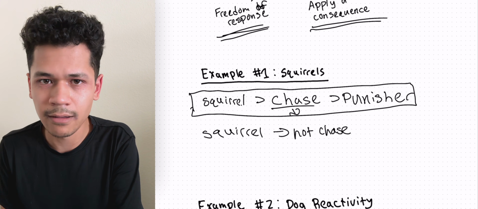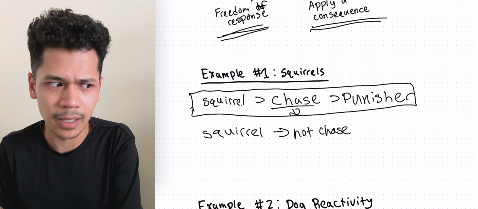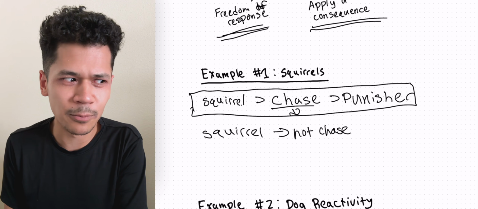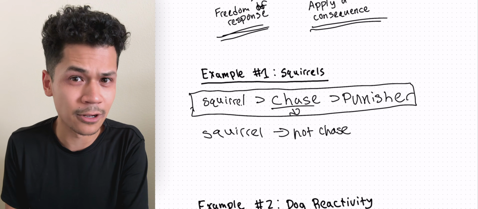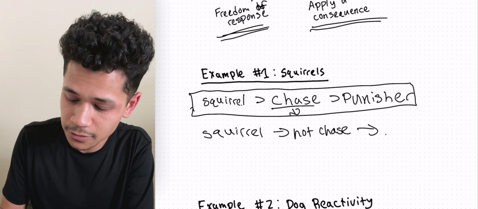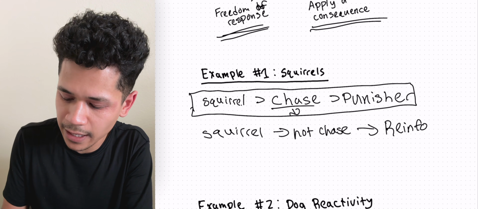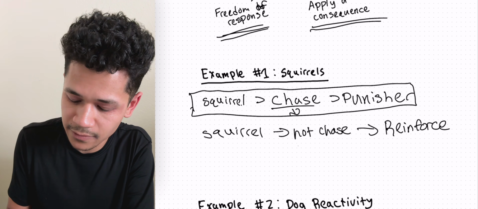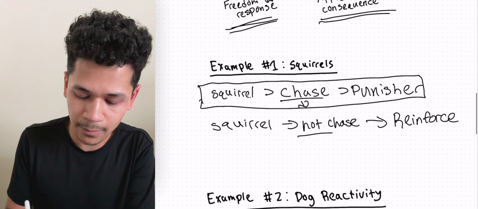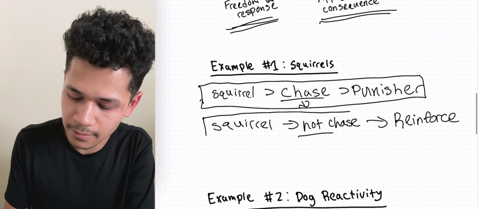Maybe they look away. Maybe they look up at you. Maybe they just kind of look at the squirrel, right? And they're like, oh, I don't know about that thing anymore, right? I don't know if I want to chase that. I know what that led to last time. So in that situation, you would want to reinforce that behavior of not chasing, right? And so a lot of people like to overcomplicate dog training sometimes.